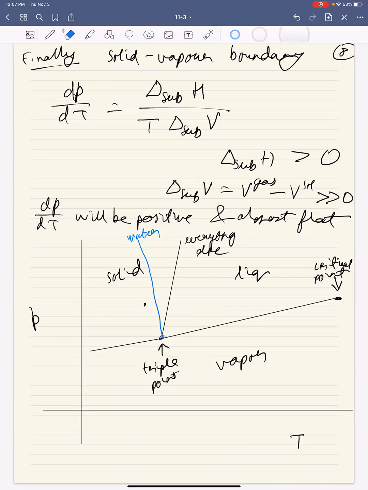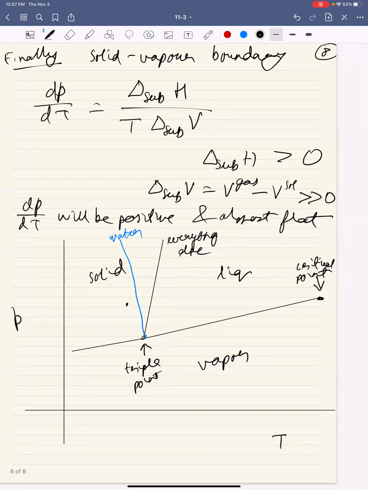I want to derive one more equation and then we are done today, which is a simplification of the Clapeyron equation, which applies only for the liquid vapor boundary. Let's restrict attention to the liquid vapor boundary.